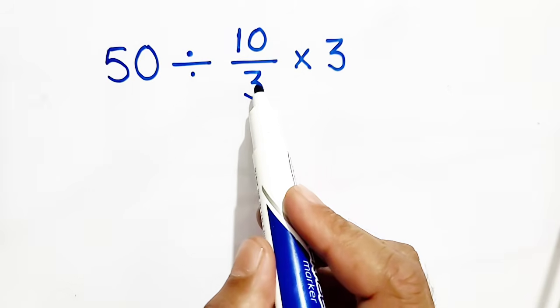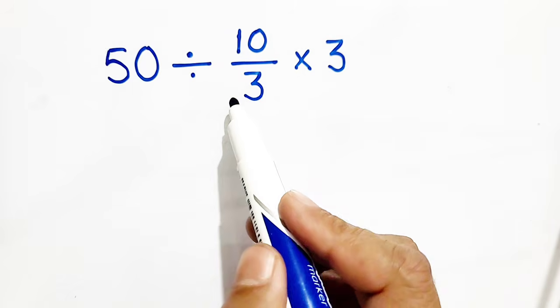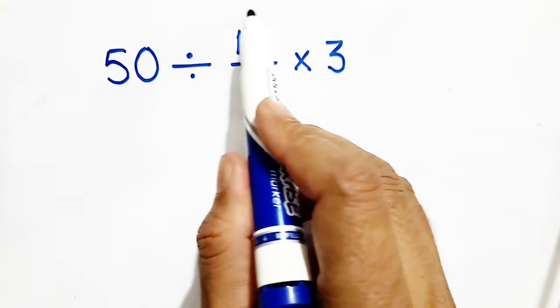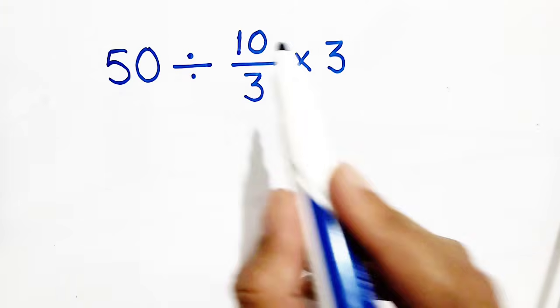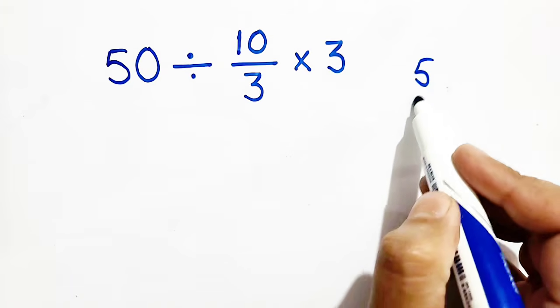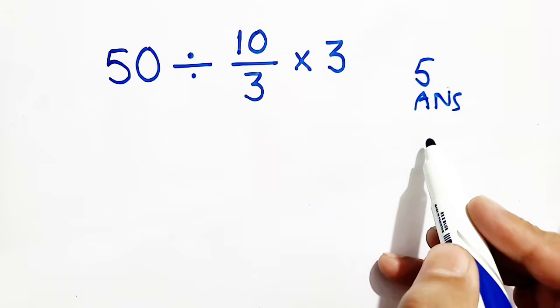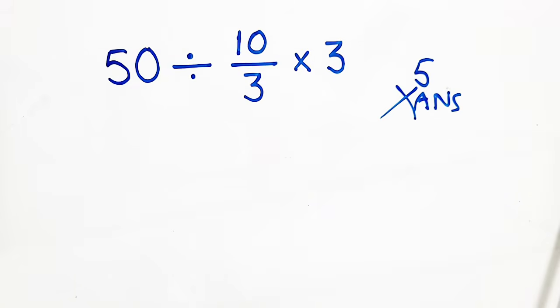This question contains 3 and 3 which are being cancelled, so the remaining portion will be 50 divided by 10, which will be equal to 5. 5 will be our answer, but it is not the correct answer.